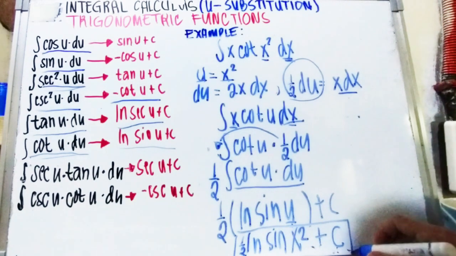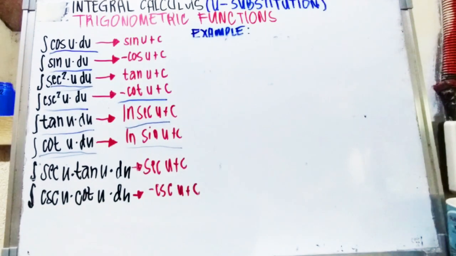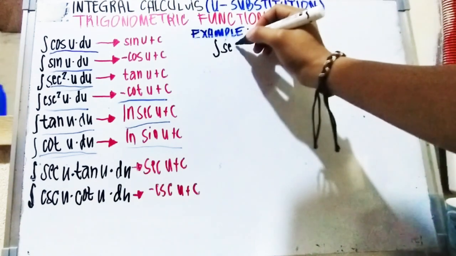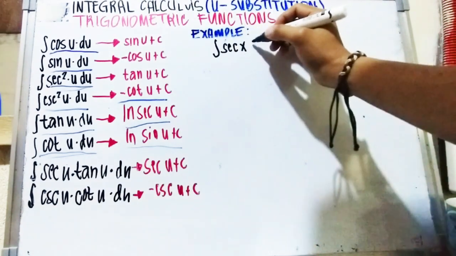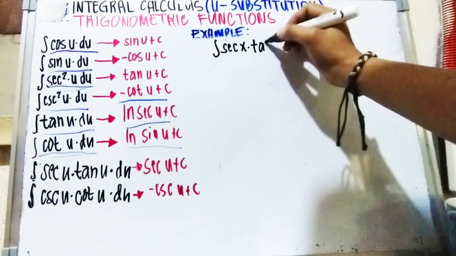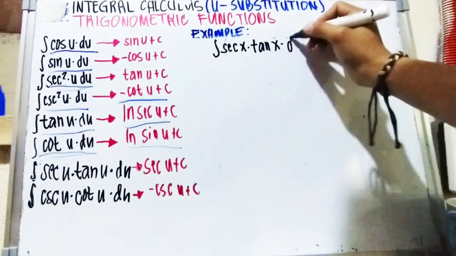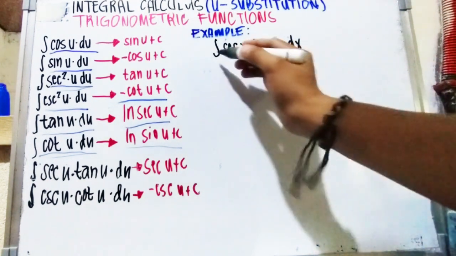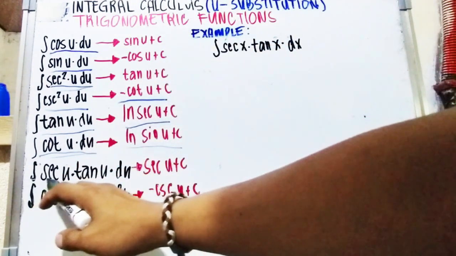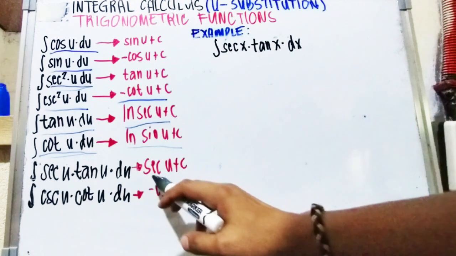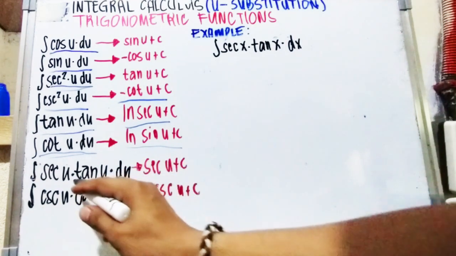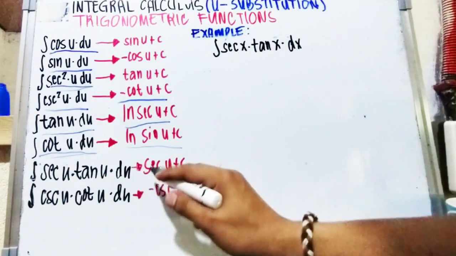Ito na yung final answer. Let us proceed to our next example. Let's say, integrate sec x tan x dx. Or, pwede nating sabihin that as prove that the integral of sec u tan u du is sec u plus c. Ipo-prove natin na yung integral ng function or trigonometric function ito is sec u plus c.